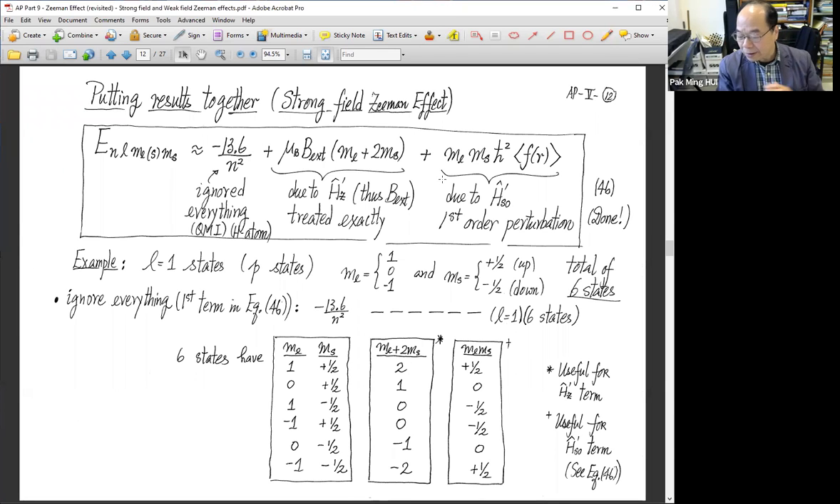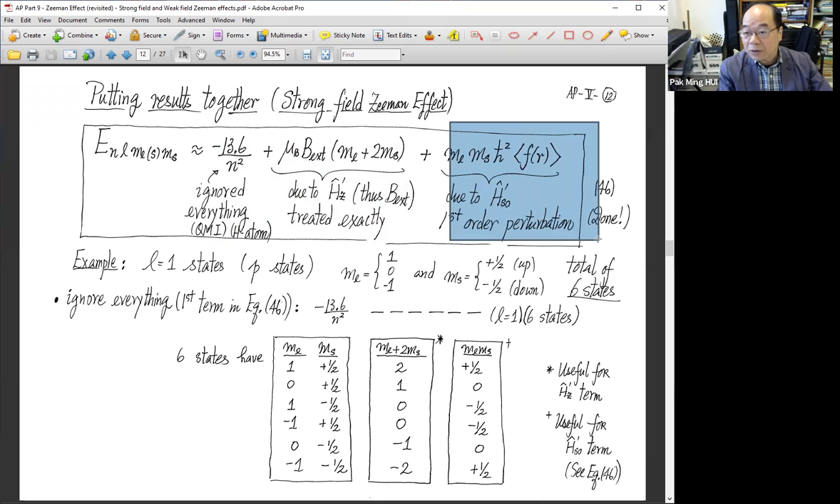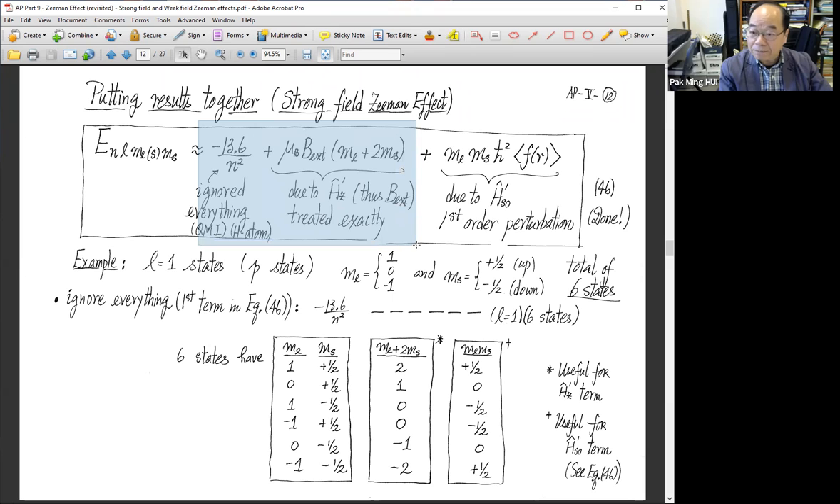This is the last 2 pages of the strong field Zeeman effect. We can do the Zeeman term exactly for strong field, and then do the spin orbit interaction term in a perturbative, first order perturbative way. The result is summarized in this expression. We have the 0th order hydrogen energy, and then this is the strong field Zeeman, and then this is the perturbation result for spin orbit.